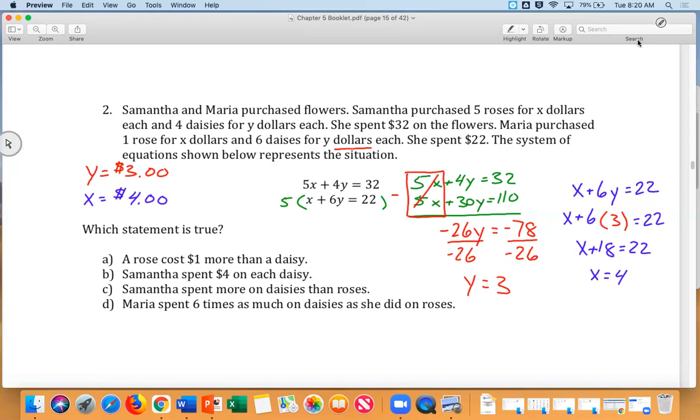So if x is $4 and y is $3, a rose costs $1 more than a daisy. That is true. Samantha spent $4 on each daisy. Well, let's see. $4 on each daisy. No, because daisies cost $3. Samantha spent more on daisies than roses. So Samantha purchased 5 roses. Well, that's false because 5 times 4 is going to be more than 4 times 3. All right. And then Maria spent 6 times as much on daisies as she did on roses. Well, that's false. So the correct answer is.